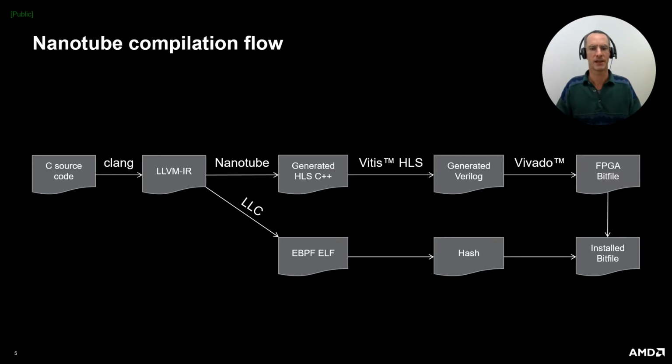Vitis HLS then generates low-level Verilog, which describes the operations to be performed on each clock cycle. The Verilog is compiled using a tool called Vivado to produce an FPGA bit file, which can then be loaded onto the FPGA. In parallel with this, we will take a hash of the ELF file to be used as an identifier by the net driver. When the net driver is given an eBPF program by the kernel, it will compute the same hash, allowing it to locate the bit file in the FPGA or on disk.